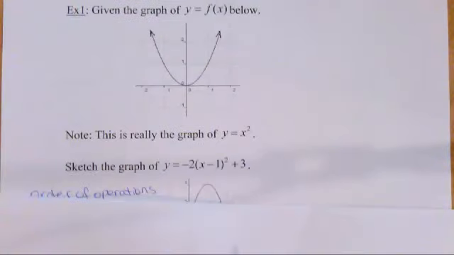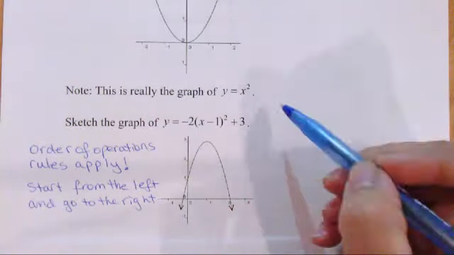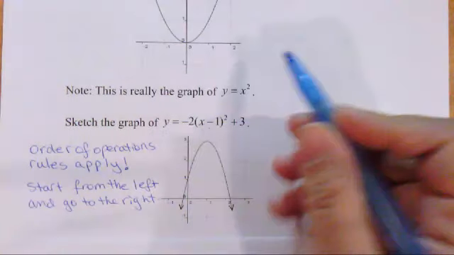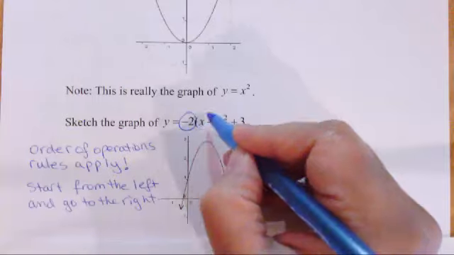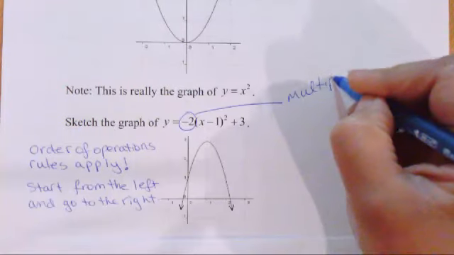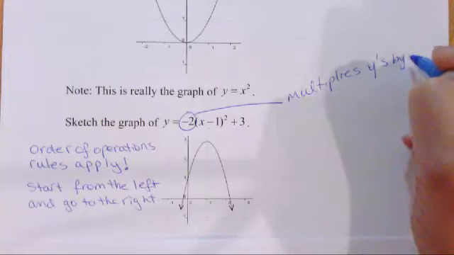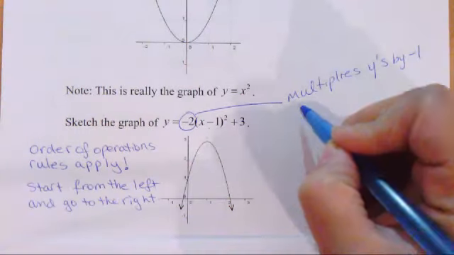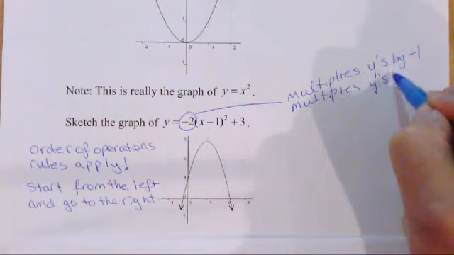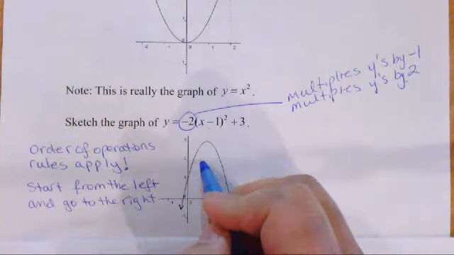If you want to have a look at this question here, you notice that we are given x squared above, and there has been some transformations that have gone on. What we see here is a -2. What this does is it multiplies the y values by -1, and it also multiplies those y values by a factor of 2. So everything kind of stretches.